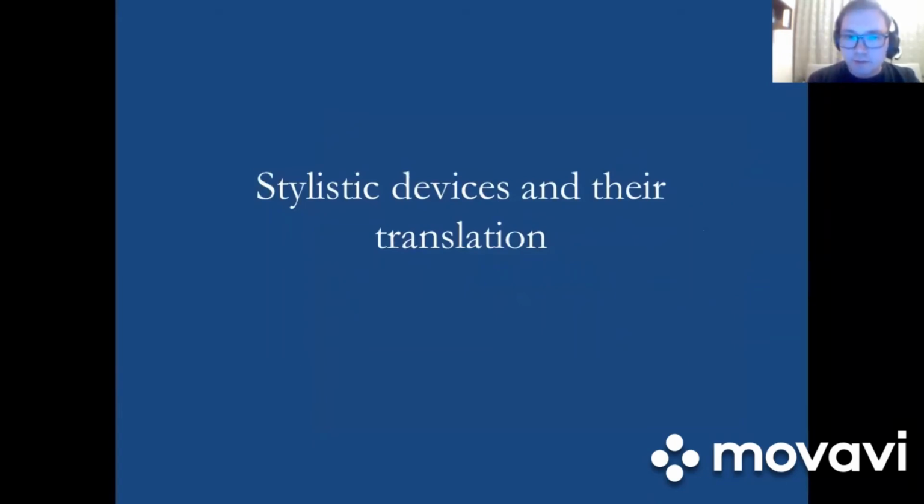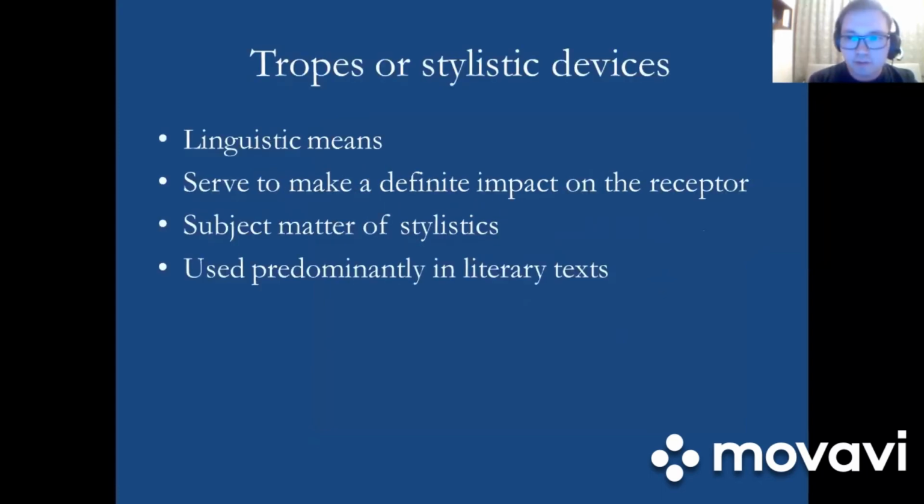And now we are going to talk about stylistic devices and their translation. First of all, we have to identify what stylistic devices are. Stylistic devices, or tropes, represent linguistic means that serve to make a definite impact on the receptor. So what could be the impact? Impact could be evoking some emotions, feelings, or some reaction. For example, it could be laughing. Stylistic devices are predominantly used in literary texts.